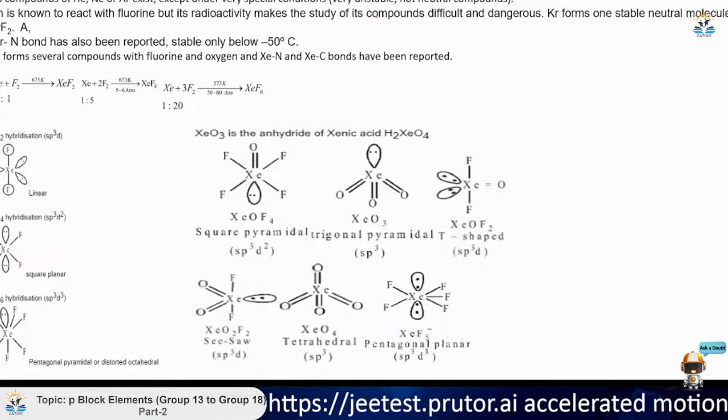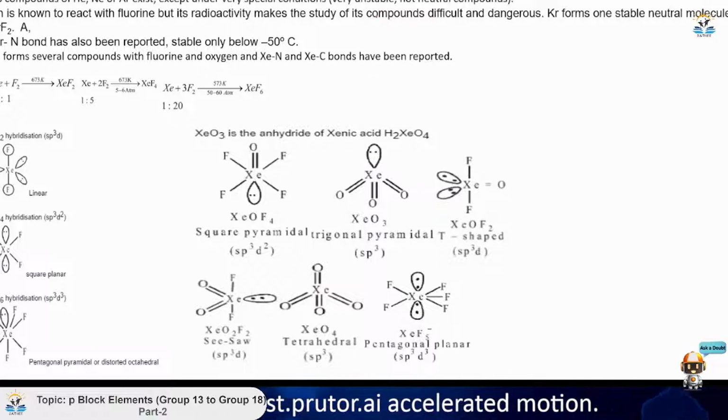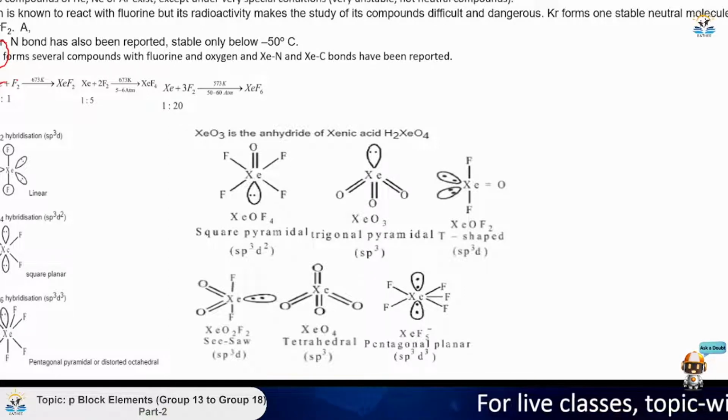And radon, we know that it is not used because of its radioactivity. So the whole conclusion that we derive from this slide is that xenon can form compounds, it can form complexes, there are reactions, there are compounds, and at times even krypton does so, but helium, neon, and argon cannot do it.